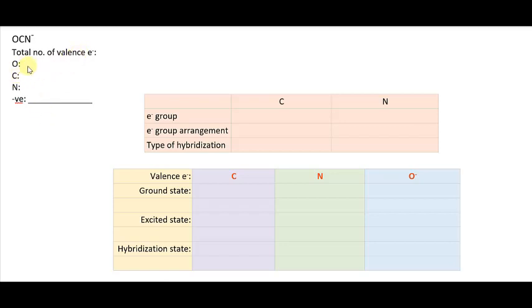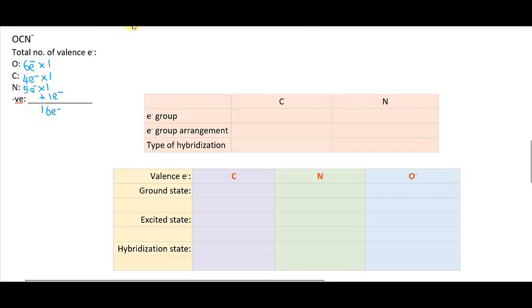For oxygen, 6 valence electrons times 1 oxygen atom. Carbon, 4 valence electrons times 1 carbon. Nitrogen, 5 valence electrons times 1 nitrogen atom. And also don't forget we have the negative 1 charge here, so for the negative charge we need to add 1 electron. So the total number of electrons that we have here is 16.